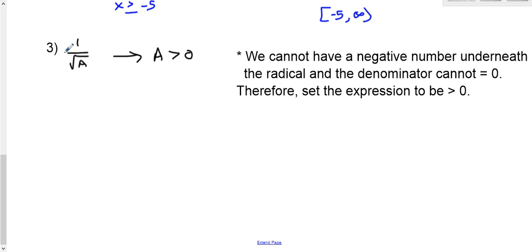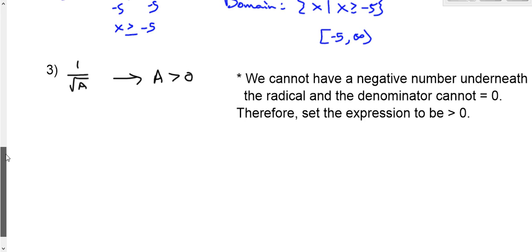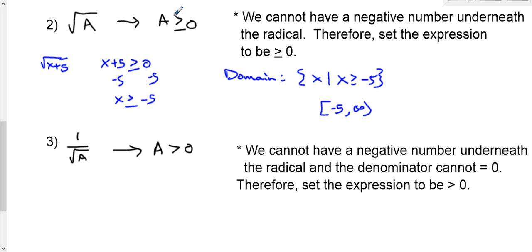All right. The third restriction is when we have a radical, like a square root or even root of an expression also in the denominator of a fraction. So in that case, our expression has to just be greater than 0. We cannot have a negative number underneath the radical, and the denominator cannot be equal to 0. So that is why we set the expression to be greater than 0, where for restriction number 2, we are greater than or equal to 0. Because a standard square root, you can equal 0. But when it's in the denominator, you cannot equal 0.